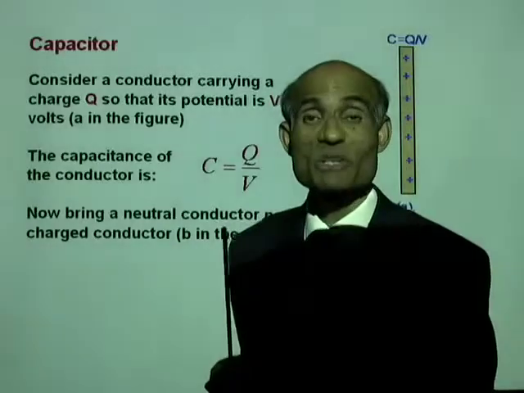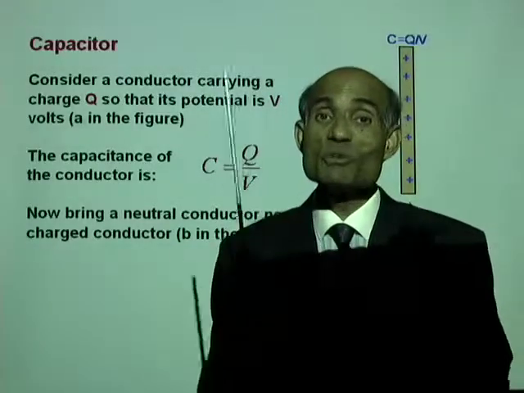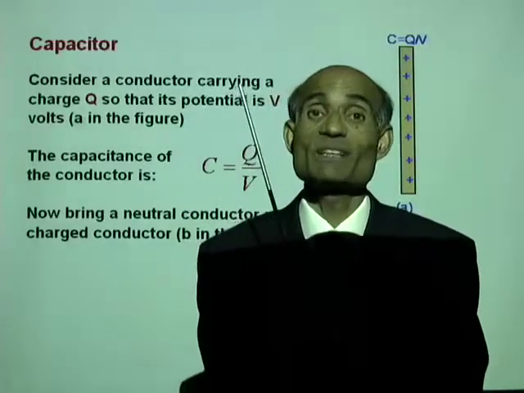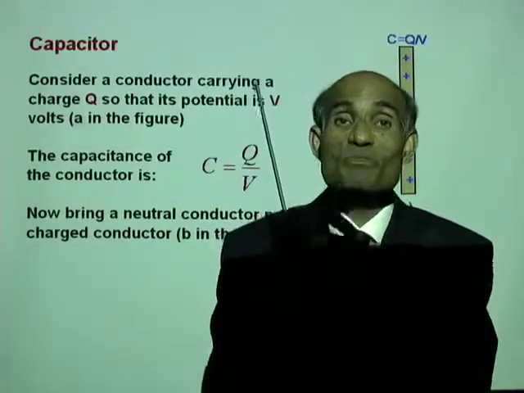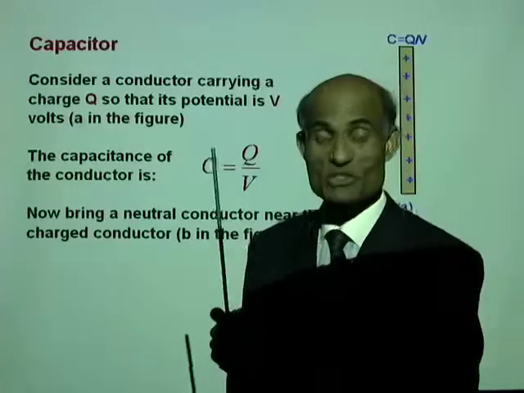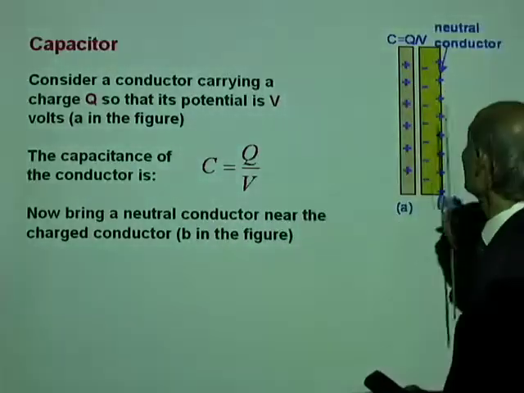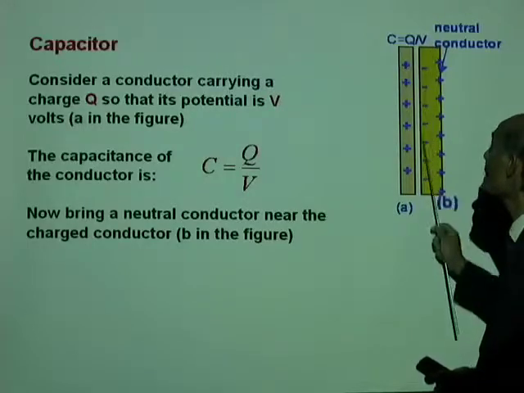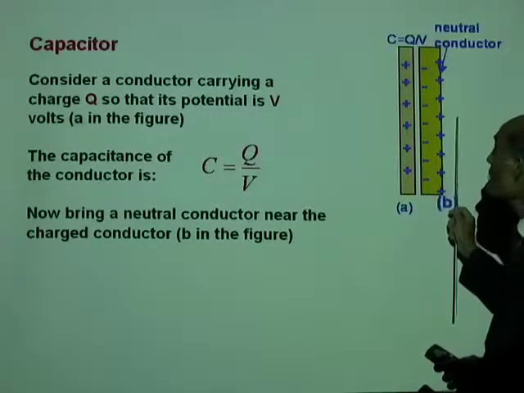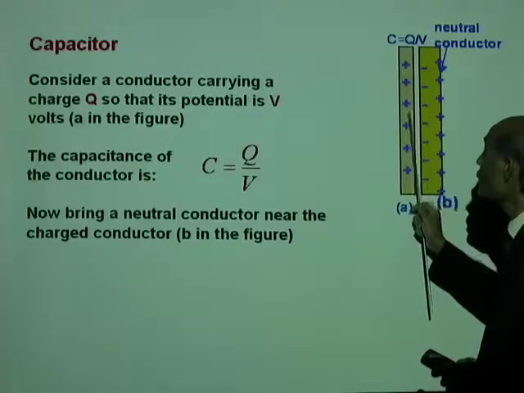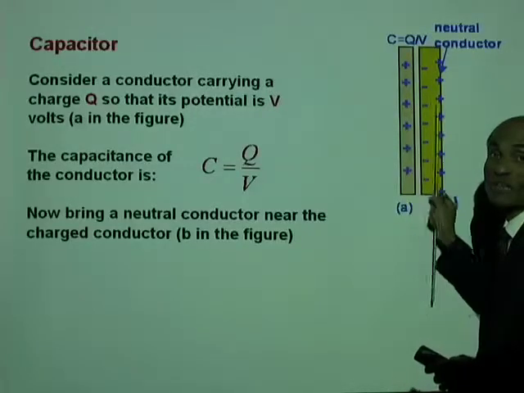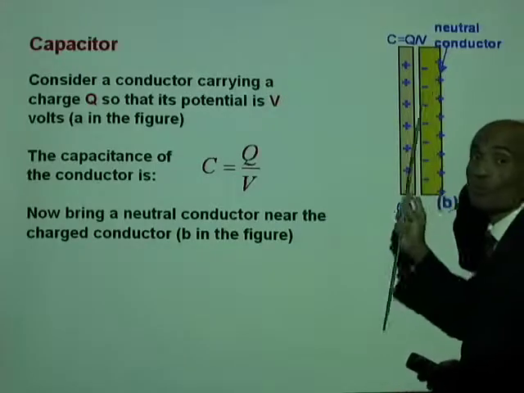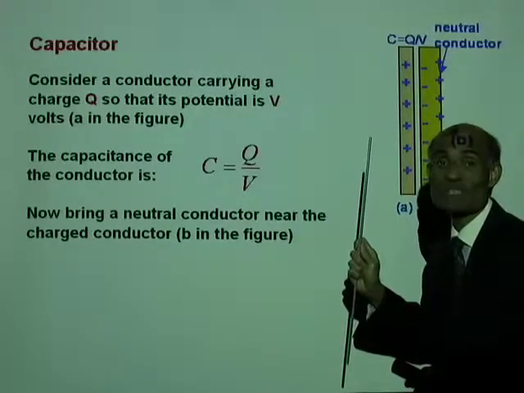We talked about this some time ago. When a neutral conductor is brought near a charged conductor, polarization of charges will take place inside the neutral conductor. Now here I brought a neutral conductor. This is a neutral conductor. But the moment you bring a neutral conductor close to this charged conductor, inside the neutral conductor, polarization of charges will take place.